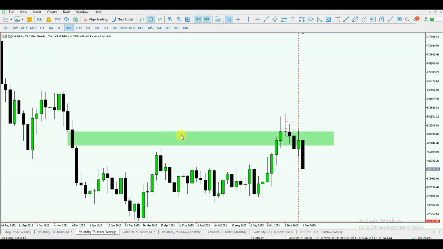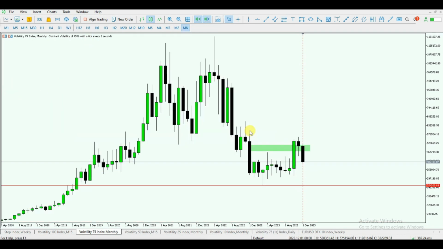Okay, all right, so now let's look at the next asset pair, which is Volatility 75, which has been one of the asset pairs that we've already posted analysis on. So on the monthly, we could see price traded back into this close in on this liquidity resting in here. This is the internal liquidity which was on the weekly.